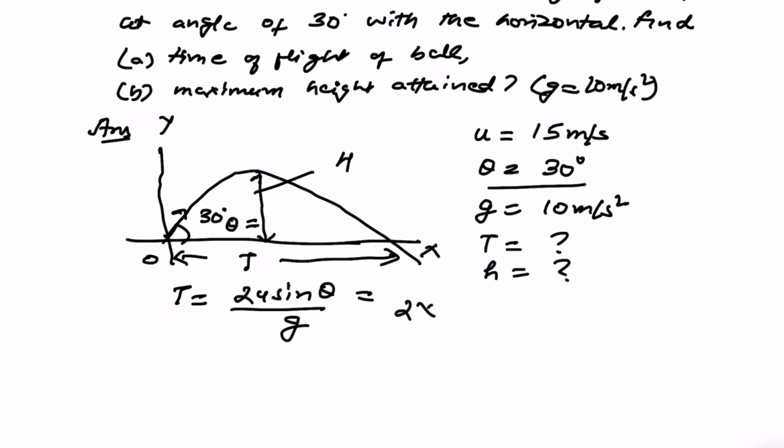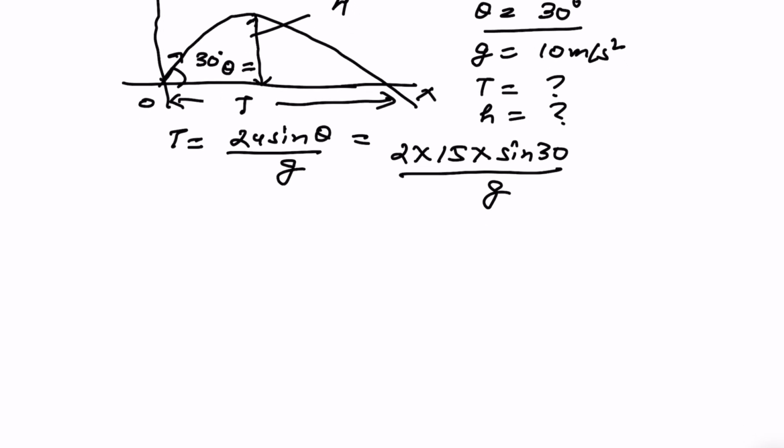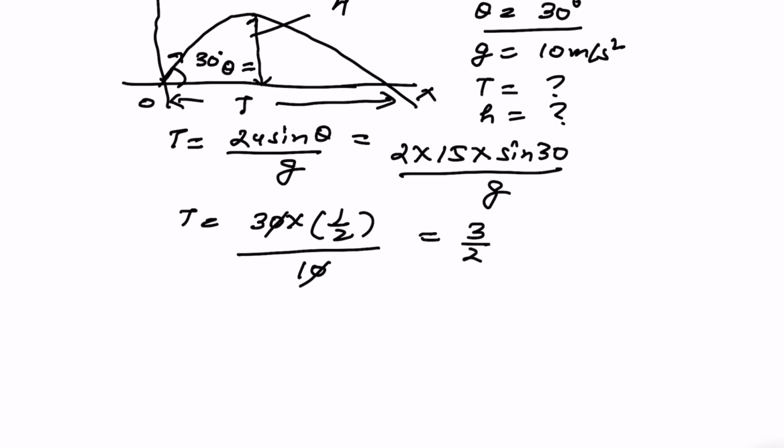Now I will substitute the value of u. U is given to us 15, so time of flight is 2 into 15 into sin 30 divided by g. 2 into 15 is 30, and the value of sin 30 is how much? Half. g is given to us 10, so this will cancel. So I will get 3 upon 2. That is how much? 1.5 seconds. So the time of flight is 1.5 seconds.